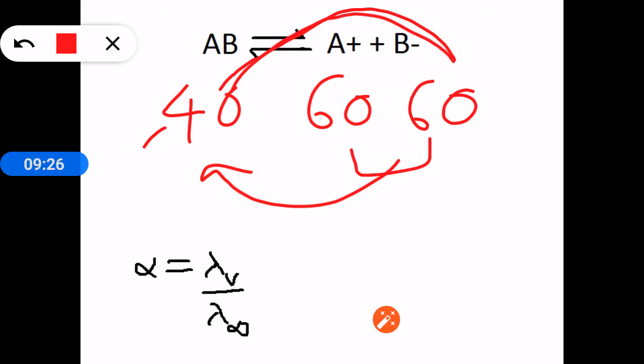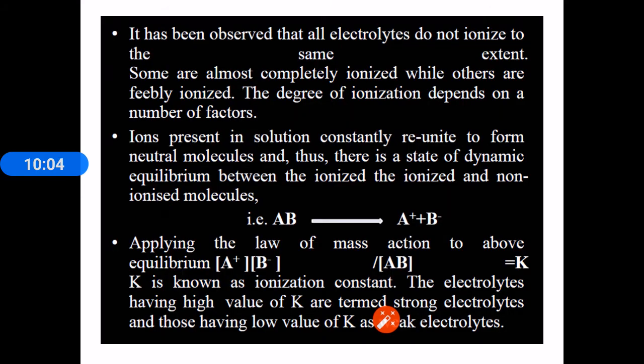Now this type of continuous forward and backward reaction will be taking place, and so we call it an equilibrium process. In this, forward and backward reactions take place continuously. A plus and B minus will be converted to AB, and some others which remained undissociated may undergo dissociation to give A plus and B minus. So there exists a continuous equilibrium between undissociated AB and dissociated ions A plus and B minus.